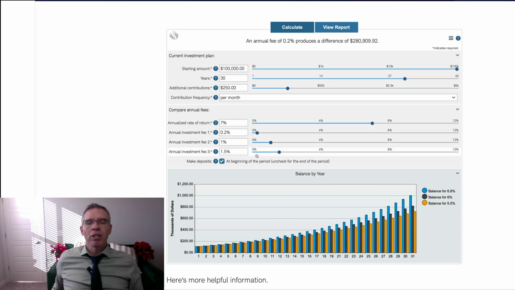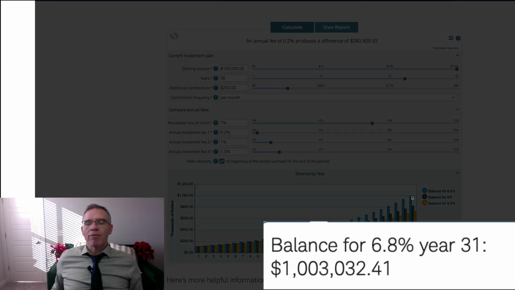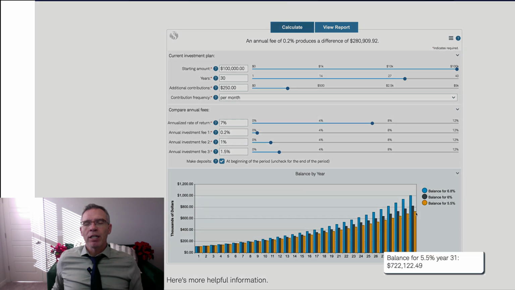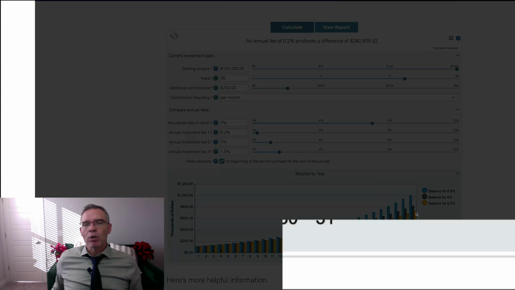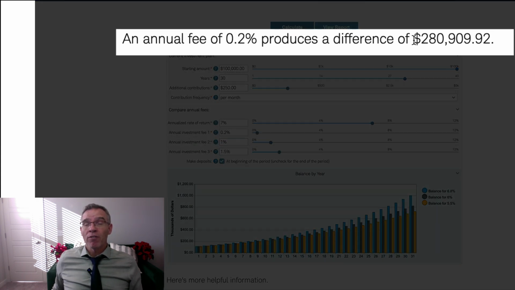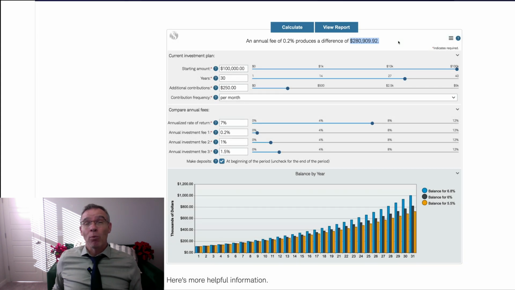Same numbers down here, and when we run the numbers, you start to see the big difference between the blue line, which is at 0.2% fee, and the gold line here, which is at that 1.5% fee. Look at the difference. After 31 years, you have just a little bit more than $1 million in this scenario. But if you're paying a 1.5% fee, that balance goes down to $722,000. The difference between that 0.2% fee and the 1.5% fee, $280,000. What would you do with an extra $280,000 in retirement?